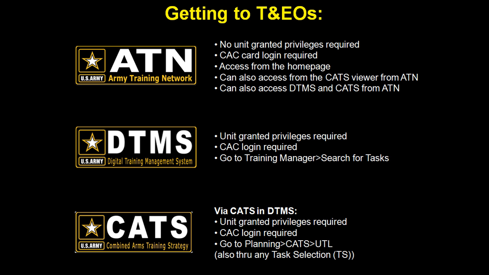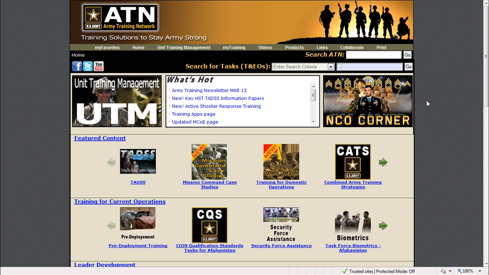Now let's navigate to a collective task training and evaluation outline from ATN. As you can see, this is the ATN homepage. To get to a T&EO, the search is right on the front page, right here under Search for Tasks, T&EOs. The user can enter different search criteria. For example, a user can search the task by title, by task number, and also do a keyword search if the title or the number is not known. For example, let's enter the word attack.